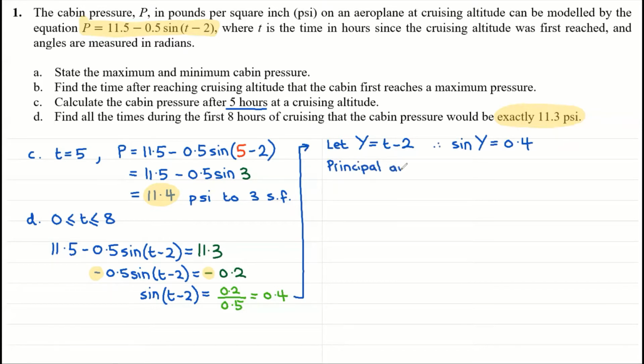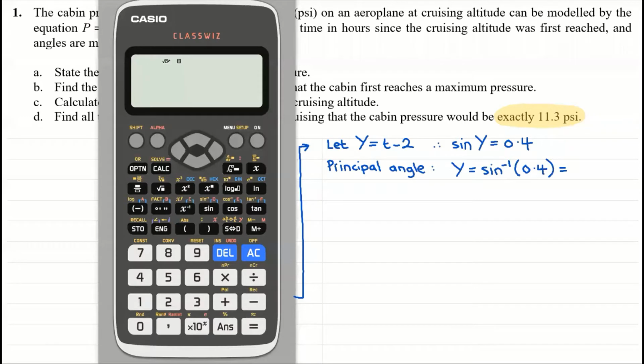Principal angle. So we do the inverse sine of 0.4. Of course, this is all going to be in radians. We get our calculator, shift sine and 0.4, plug that in. What do we get? We get this in radians. Now, if you're not comfortable with radians, you can convert into degrees and then convert back again. But we've done these a few times, so I think it will be okay to use radians now.